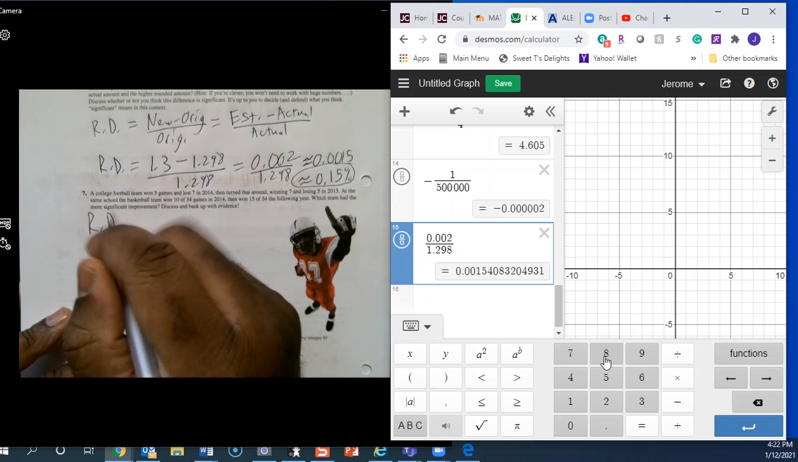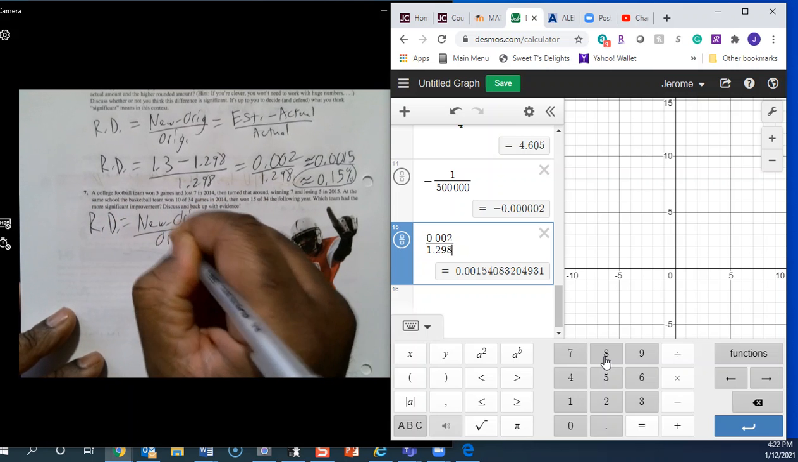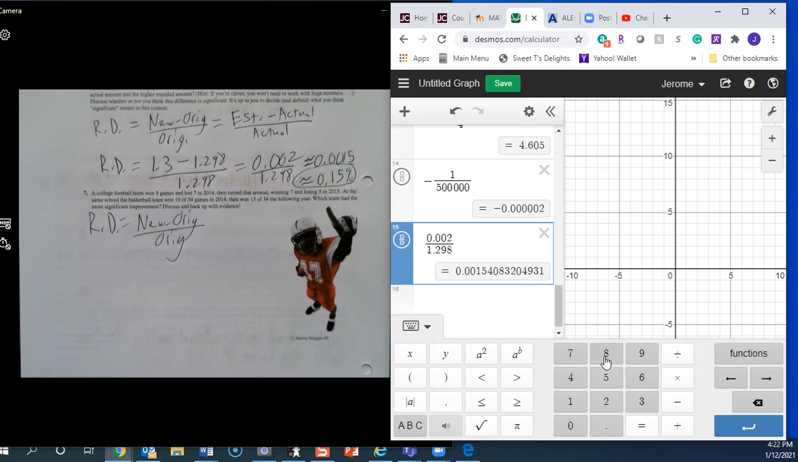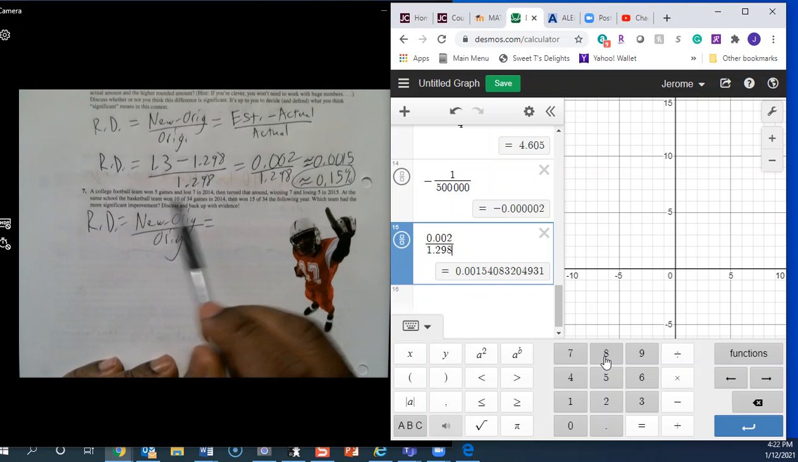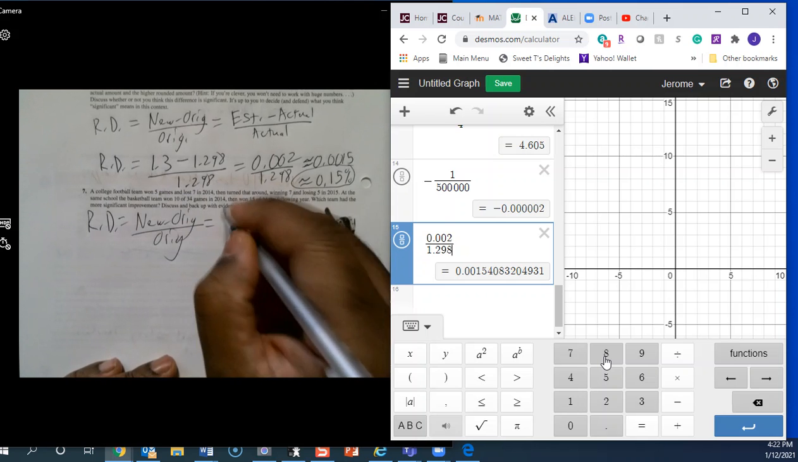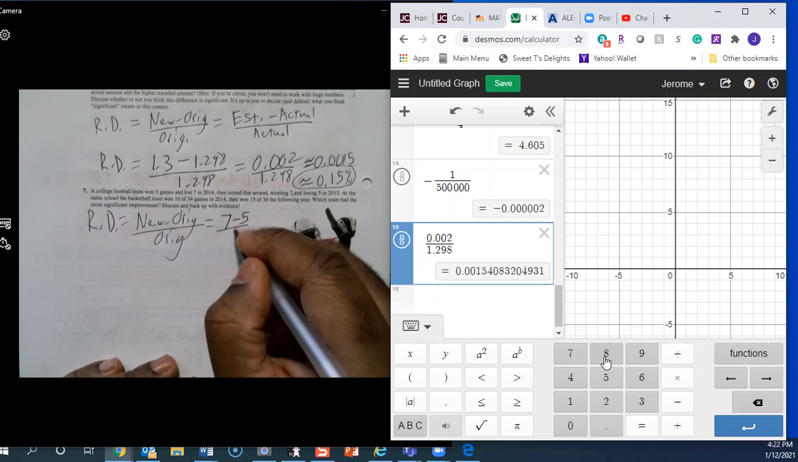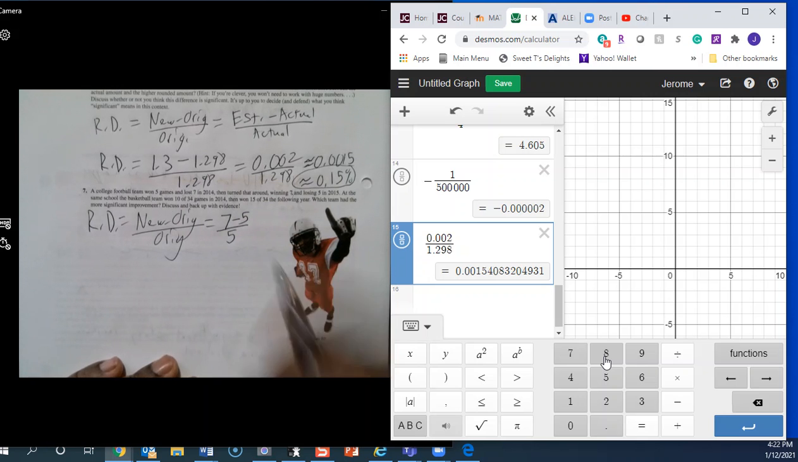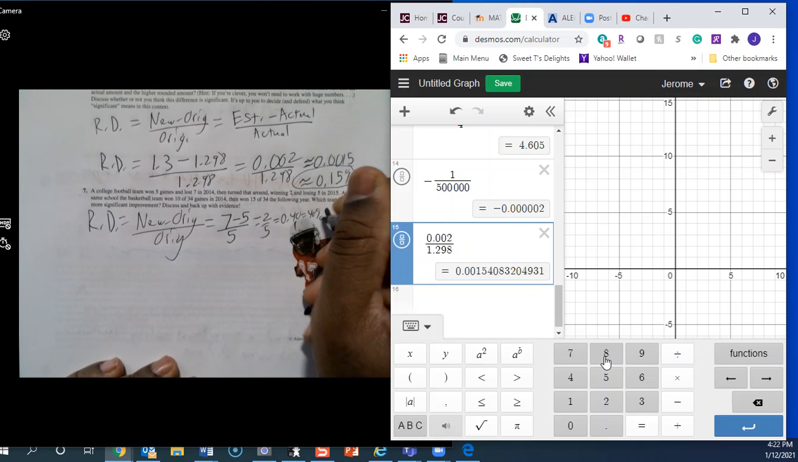So we have relative difference. Again, we have new minus the original divided by original. Okay, so we want to look at their improvement. So we're going to take a look at their wins. So they first won 5, then they won 7. So we will have 7 minus 5, because 7 is the new value, 5 is the old value, divided by 5. So this would be 2/5. And in our calculator, this would be 0.40, which is 40%.